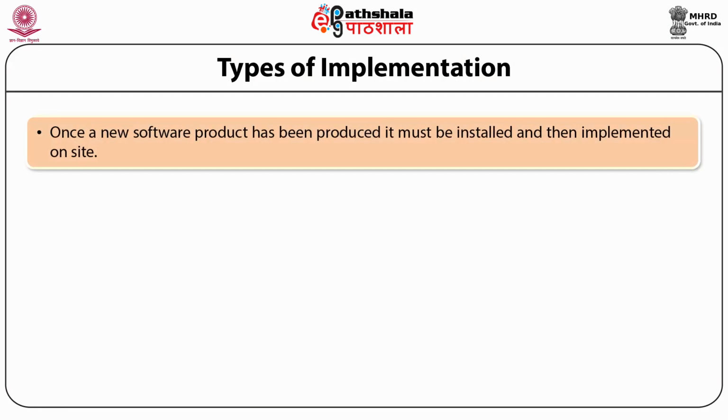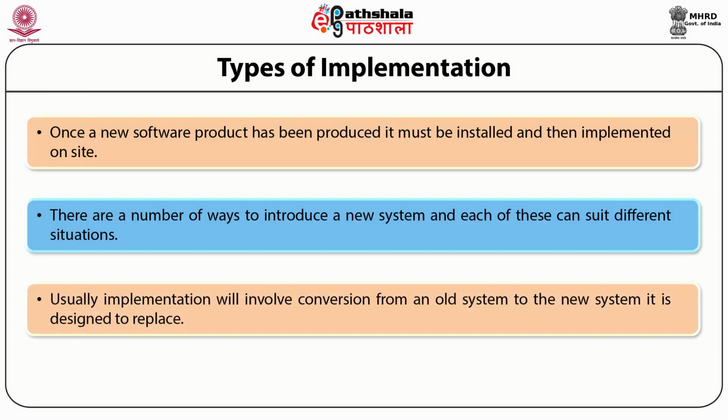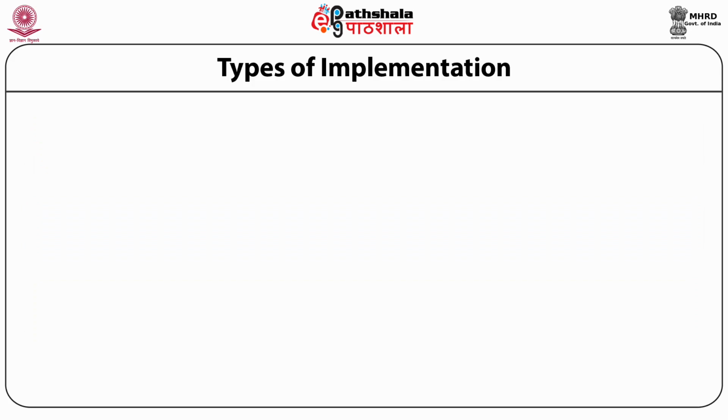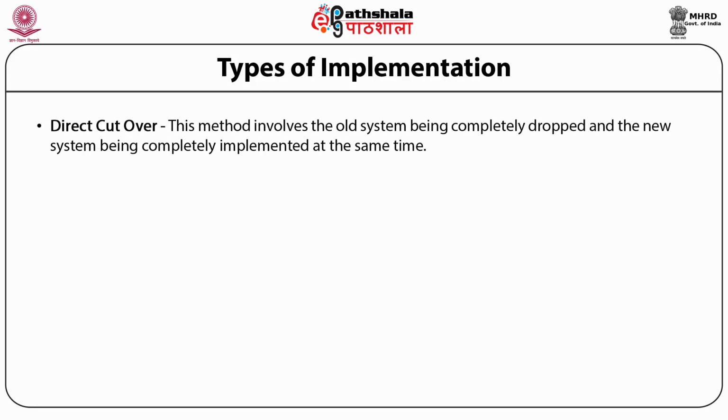Once a new software product has been produced, it must be installed and then implemented on site. There are a number of ways to introduce a new system, and each of these suits particular conditions. Usually, implementation involves conversion from an old system to a new system and is designed to replace the old system. The four particular methods of conversion or implementation are, firstly, the direct cutover method, the parallel conversion method, the phased method, and the pilot method.